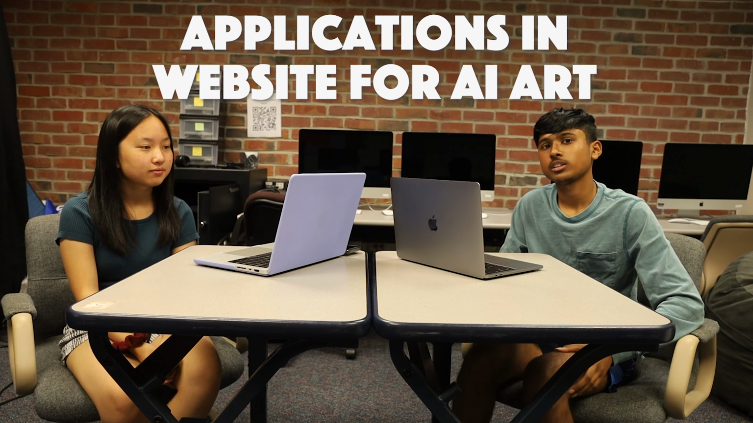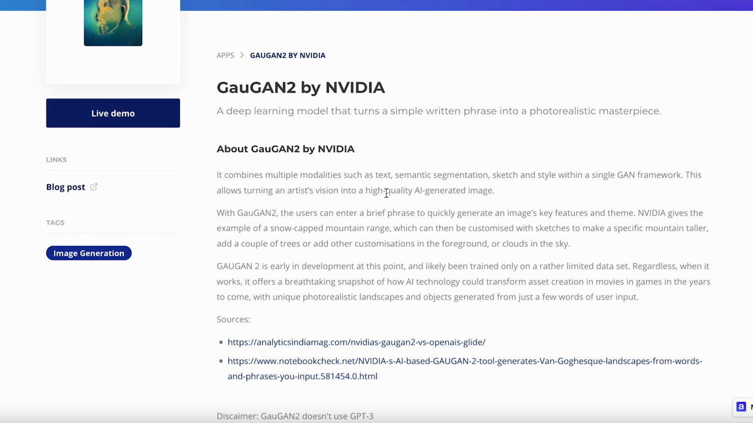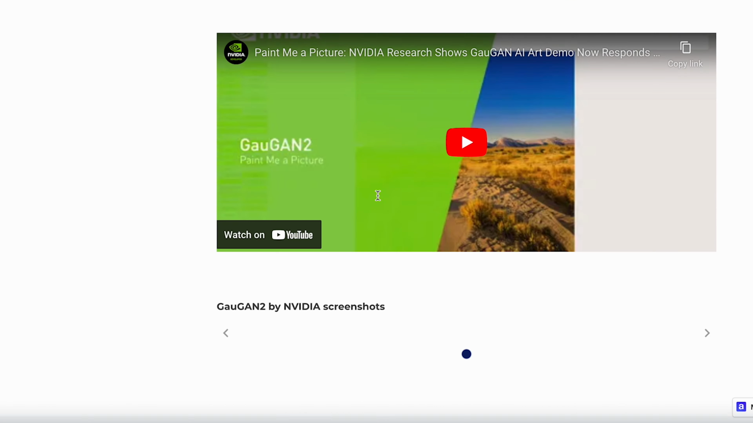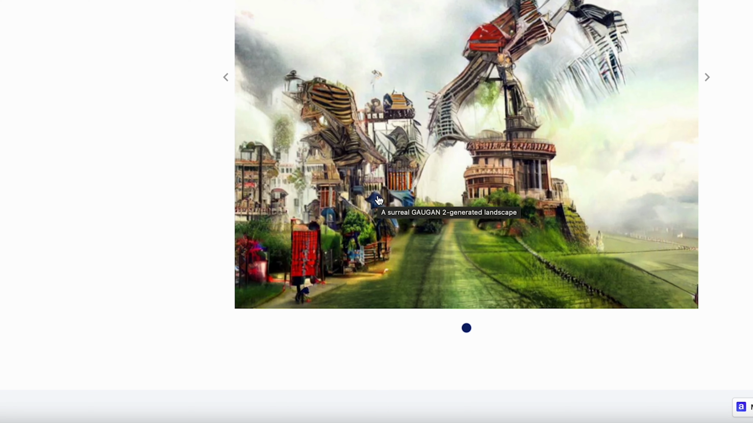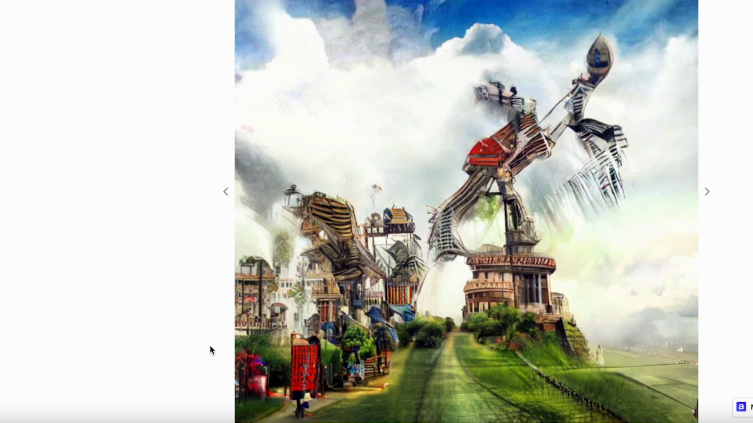Anyways, let's take a look at some applications and websites for AI art. Okay, so the first website we have is GauGAN 2 by NVIDIA. This is pretty much a deep learning model that turns a simple phrase into a masterpiece. So that's very interesting because it turns one phrase into a real photo. This is one of the more recent AIs that have been created. This is one of the photos that they have, which is really cool. It's very distinct and colorful.